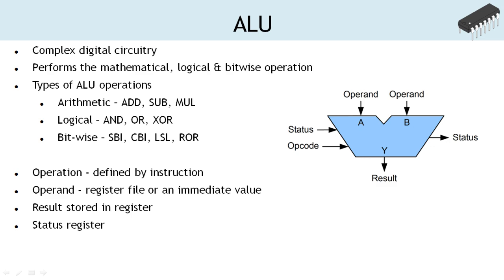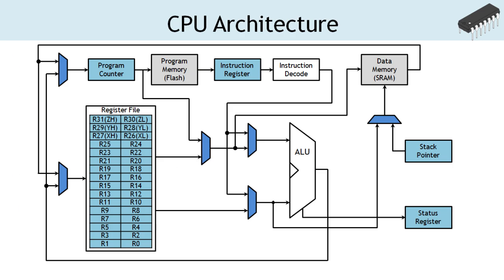The operations performed by ALU is divided into three categories. Those are arithmetic, logical, and bitwise functions. The status register is updated after execution of each instruction. With this, I shall conclude this lesson. The rest of the CPU components will be discussed in the subsequent lessons.